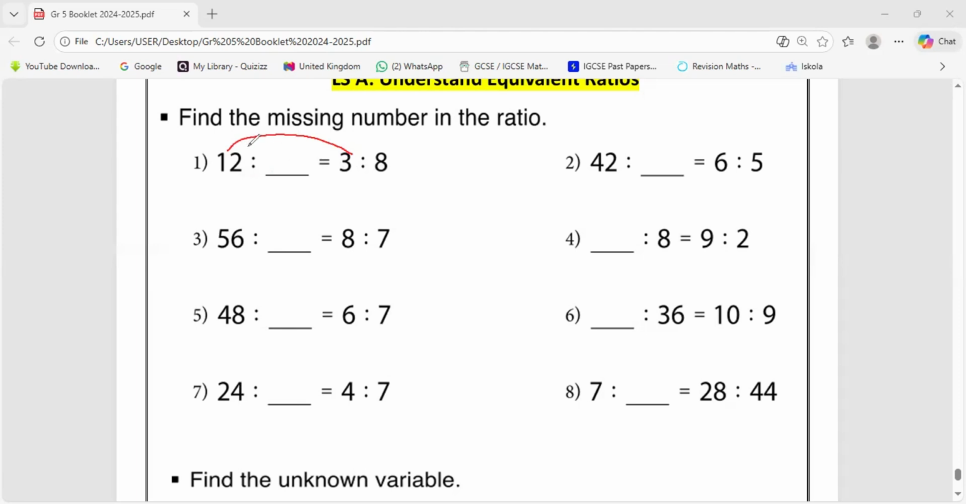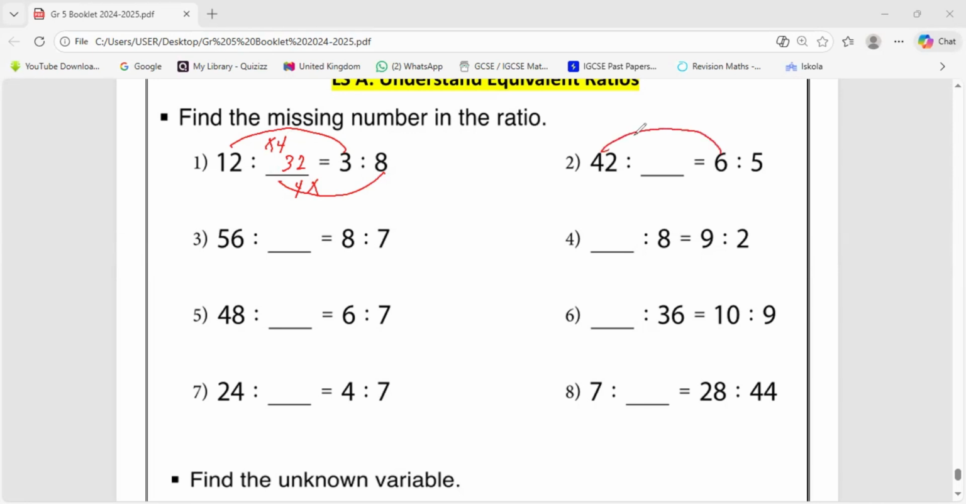We can divide or we can multiply. Here, 3 becomes 12, so you multiply it by 4, and so you multiply the 8 by 4, and we get 32. Here is the missing number, 32, and so on.